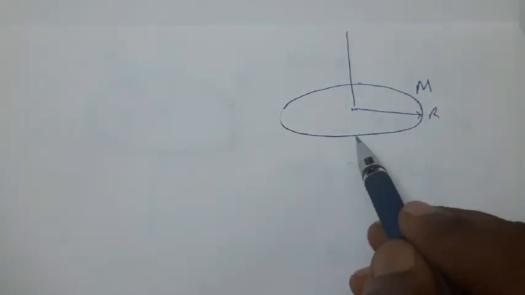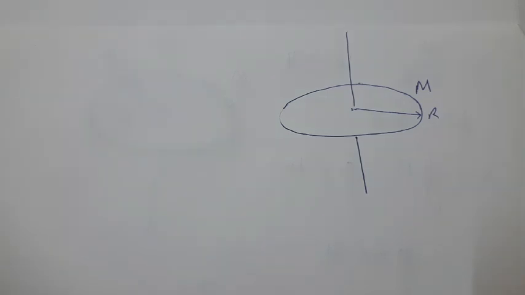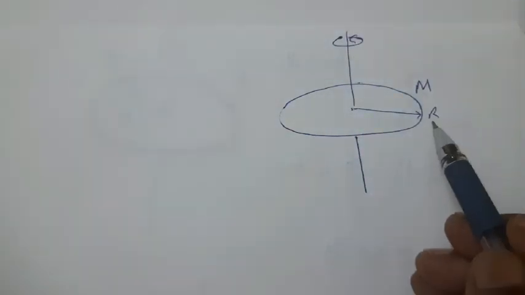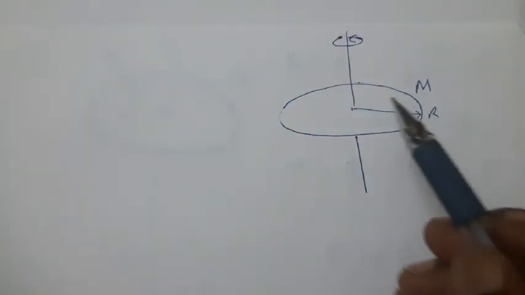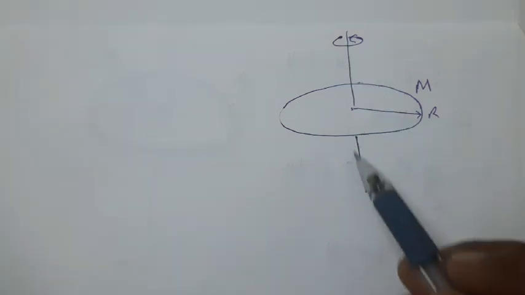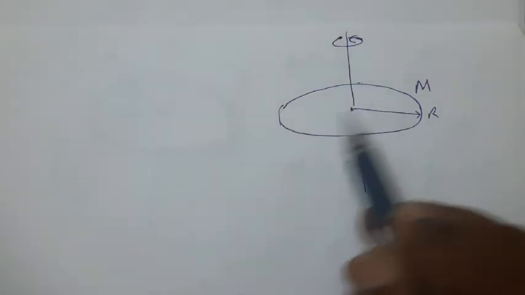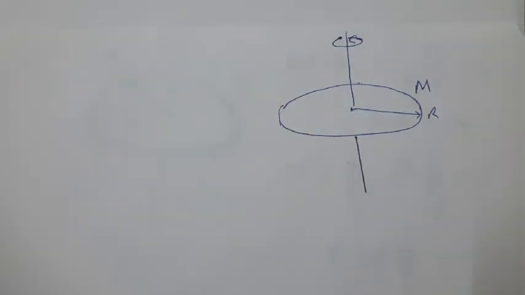its axis. Last time we have observed that it is not sufficient to say something about the moment of inertia. We will have to specify the axis about which we are interested in the moment of inertia of that object. Therefore, we had the disk of mass m, radius r, and we are interested in its moment of inertia about its axis, that is the axis passing through the center and perpendicular to its plane.